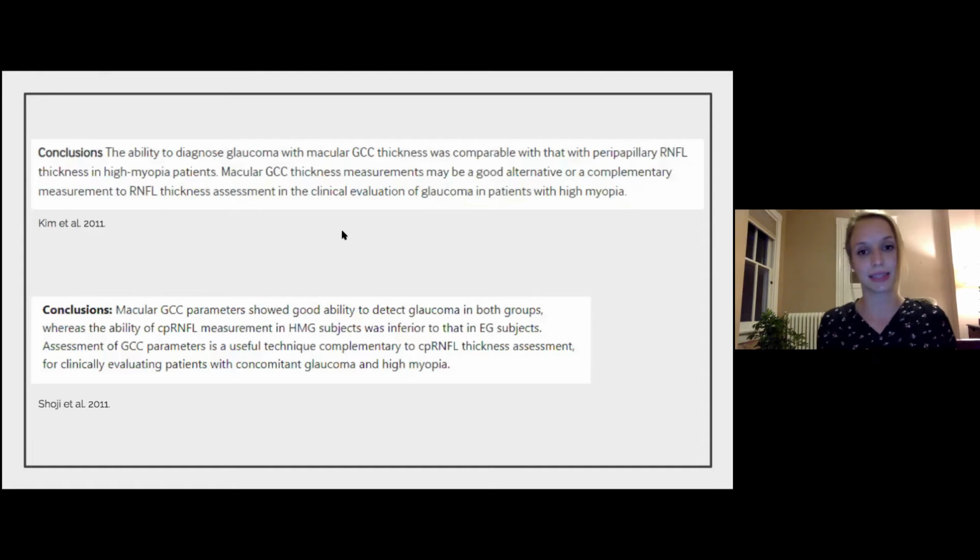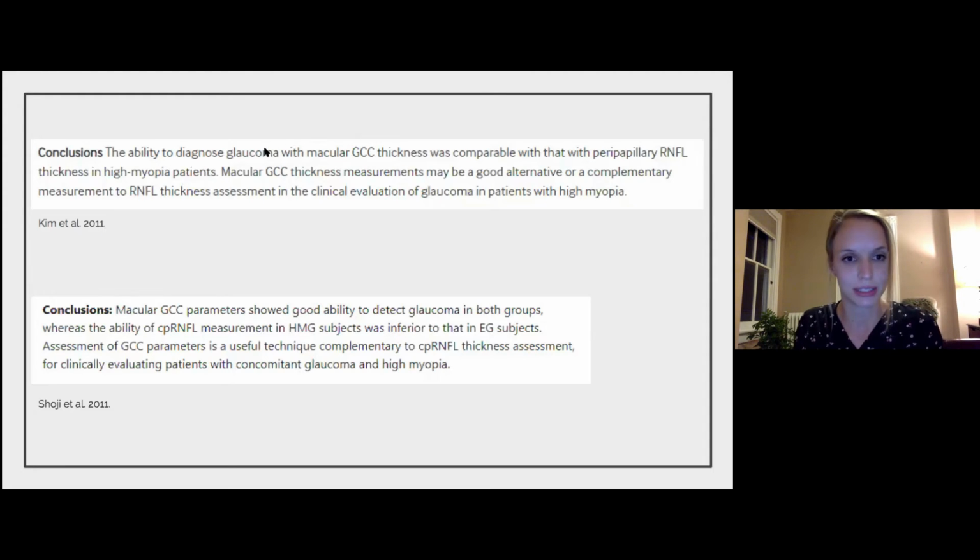Studies have looked at specifically comparing the RNFL scan and the ganglion cell scan in highly myopic patients as it relates to glaucoma. In this first study, they looked at only high myopia patients and diagnosed glaucoma based on IOP, visual field, and the appearance of the nerve. They then took the OCT and looked at how good the RNFL scan and the ganglion cell scan was at detecting glaucoma.